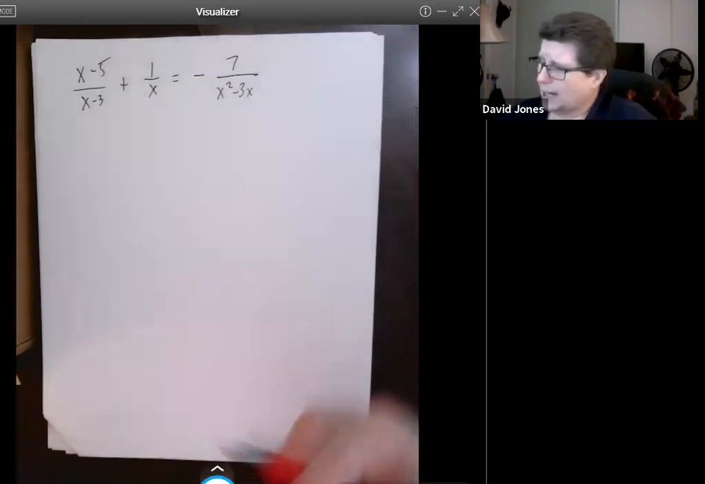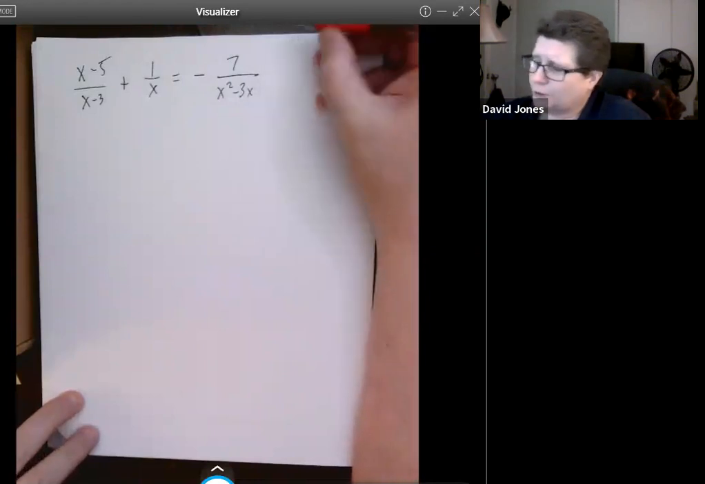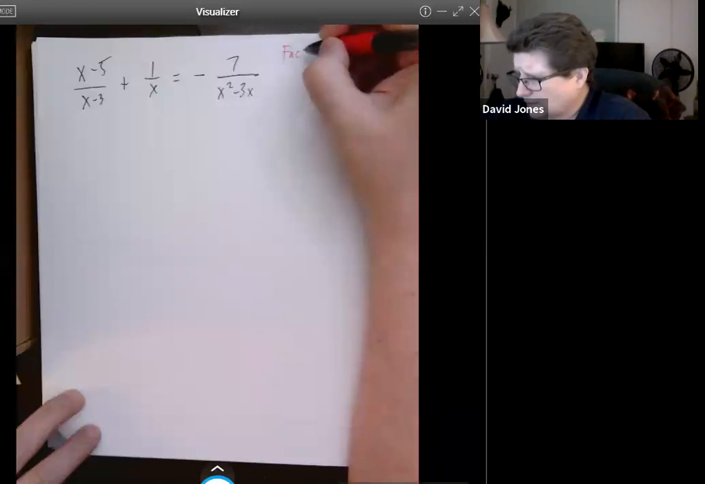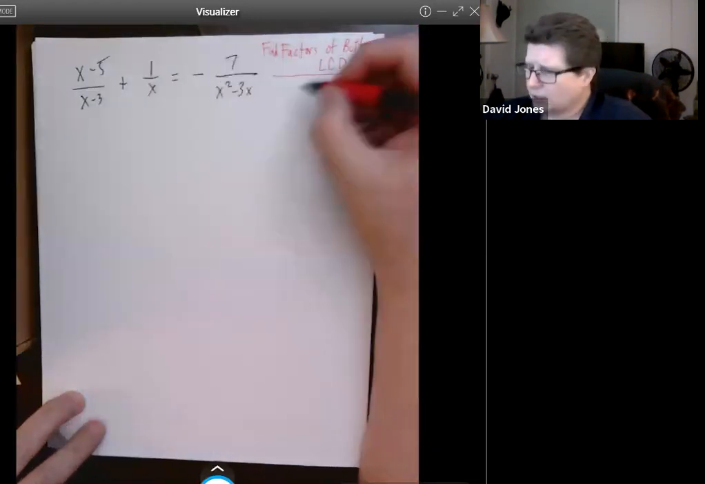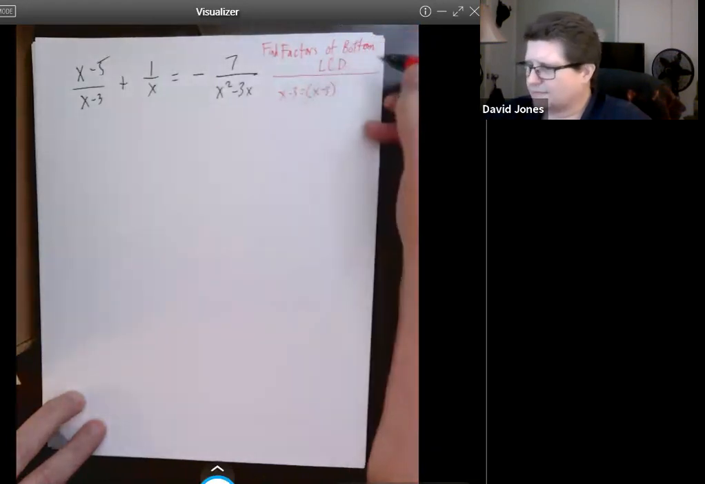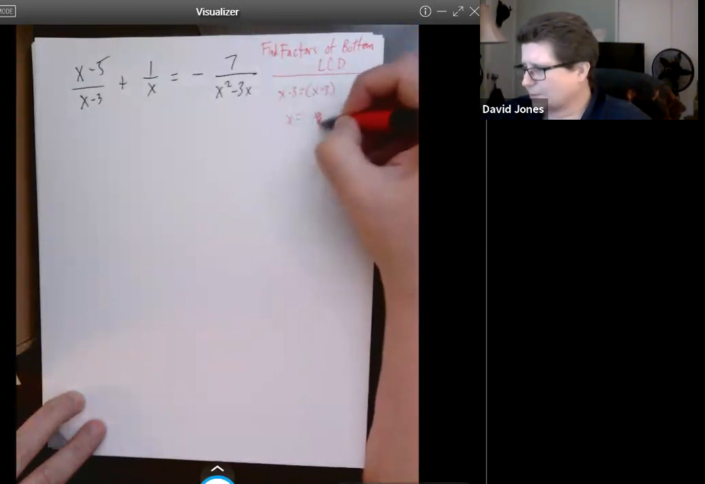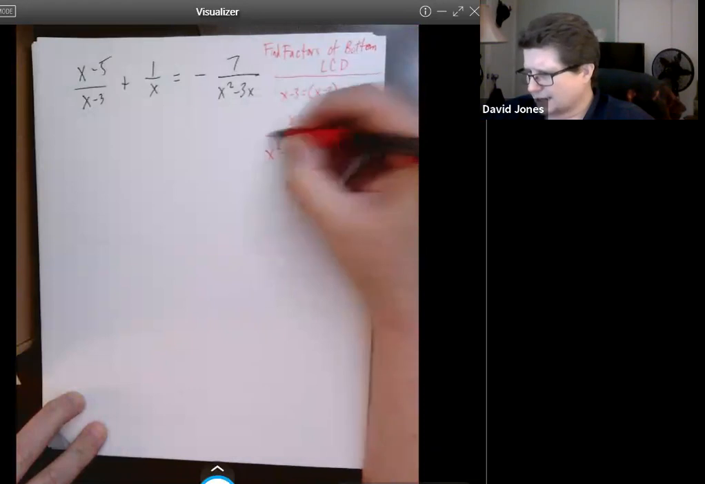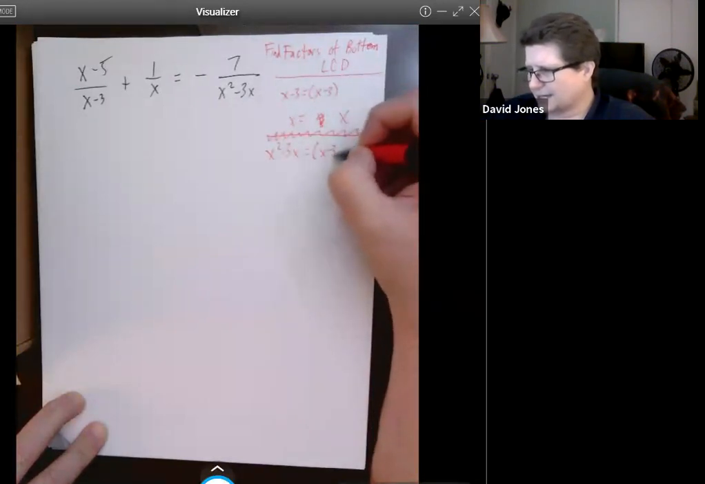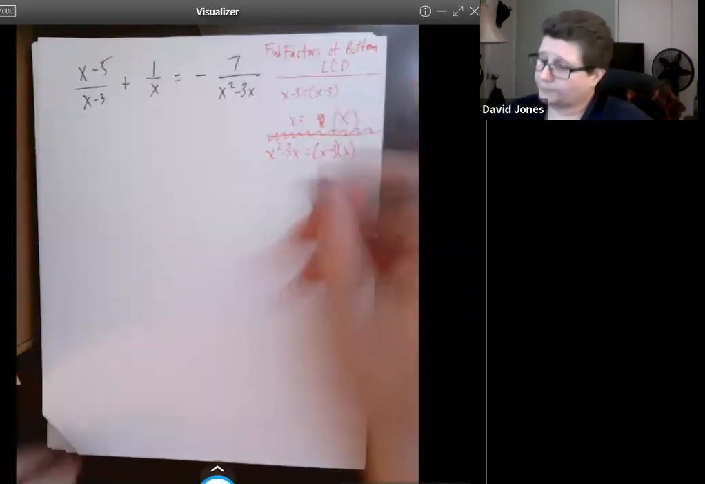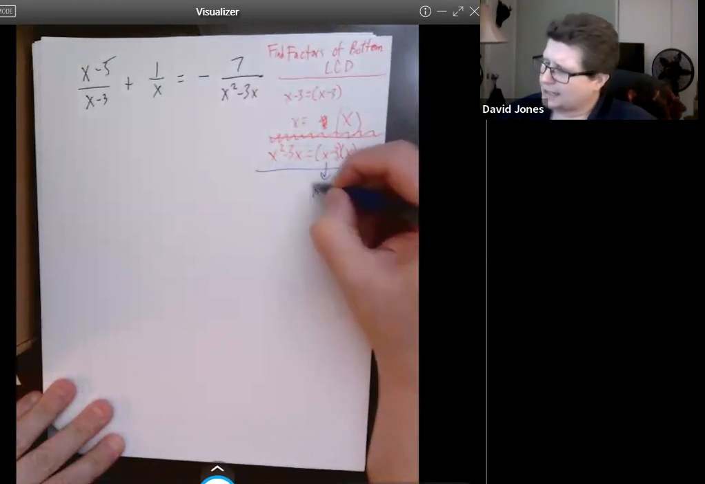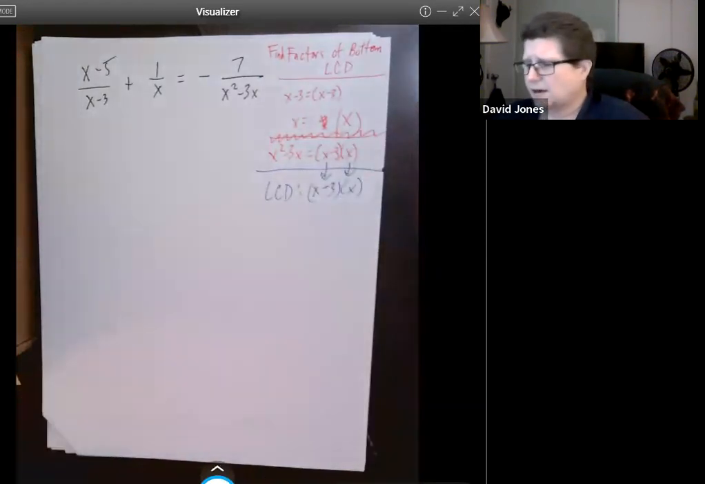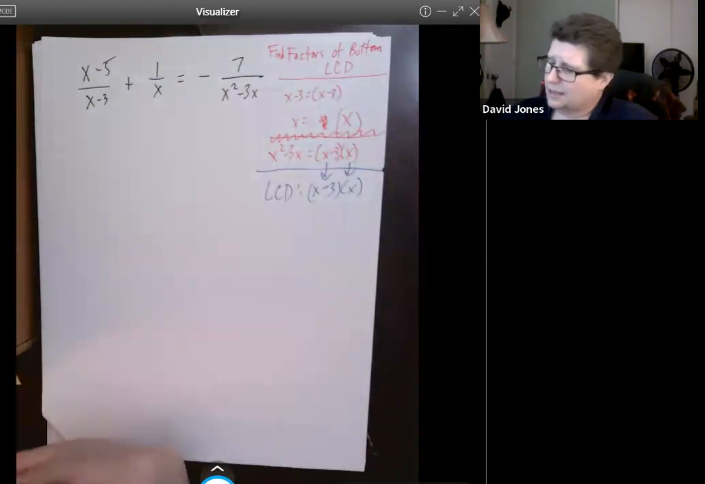All right, so part A, I'm going to factor, and it's easier to check for erroneous solutions that way. Find factors of the bottom for the LCD. So x minus 3 is just x minus 3. We can't change that. x is just x. I'll make a new column for that. And x squared minus 3x is x minus 3 times x. So my LCD is 1 from each column, x minus 3 and x. That's what I'm going to multiply by, but first set this equal to 0.